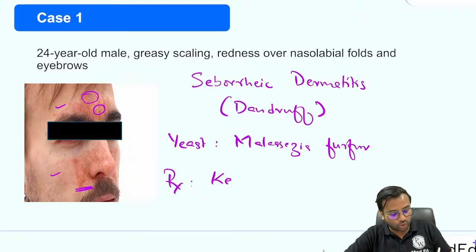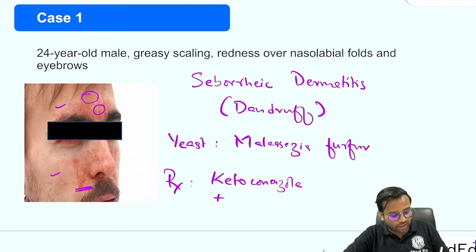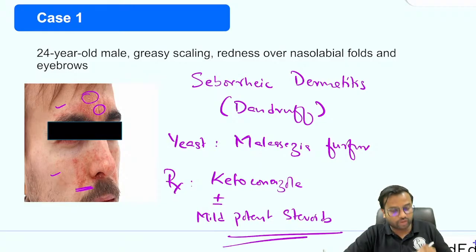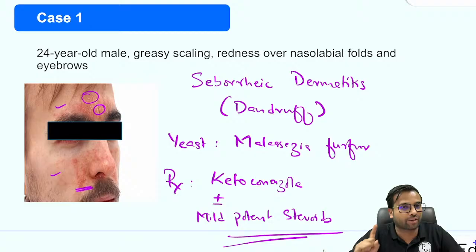So like ketoconazole. You can go for some ketoconazole cream or ketoconazole shampoo or a lotion. All those things can be used. Along with that, we may also use a mild potent steroid. Okay, we'll use a mild potent steroid. So this is going to be one of the differential diagnoses for a red face.